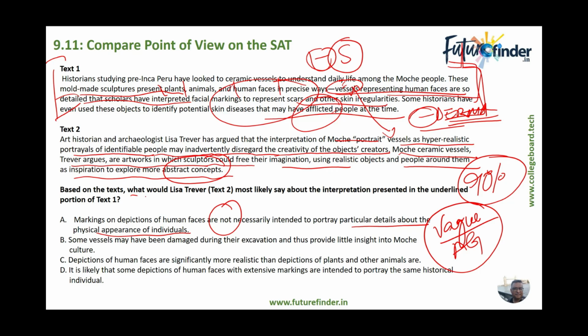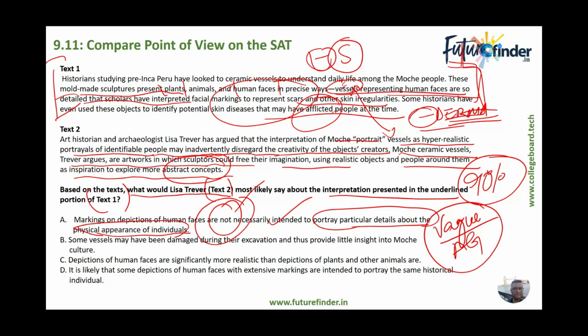So, what would Lisa Trevor, that is the author of text 2, most likely say about the interpretation of text 1? Quite likely that she's saying the same thing, that they are not necessarily intended to portray particular details about the physical appearance of individuals. These are basically creative. So, could be that A is an answer. Let's look at B, C, and D, whether we are able to eliminate them or not.